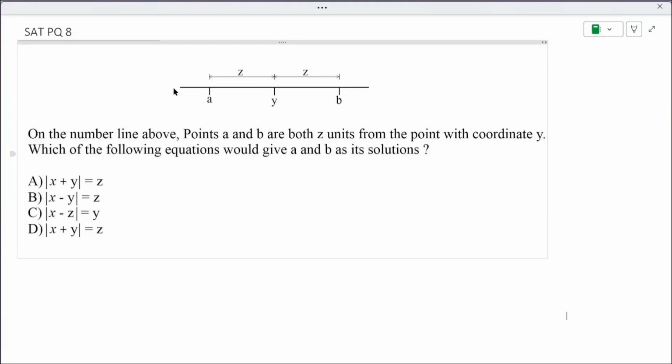Question 8. You have this diagram. On the number line above, points A and B are both z units from the point with coordinate y. You can use actual numeric values in your head. So A could be like -2, B could be +2. Then y will be 0, any number in between.